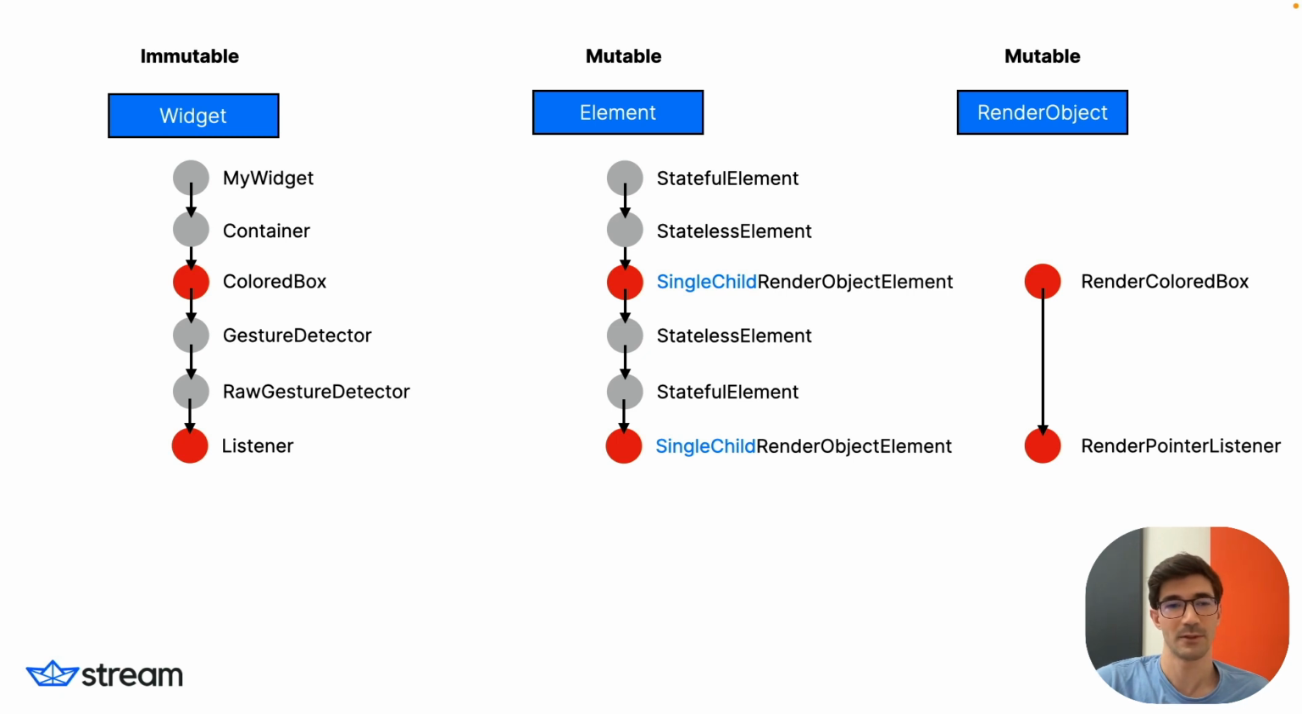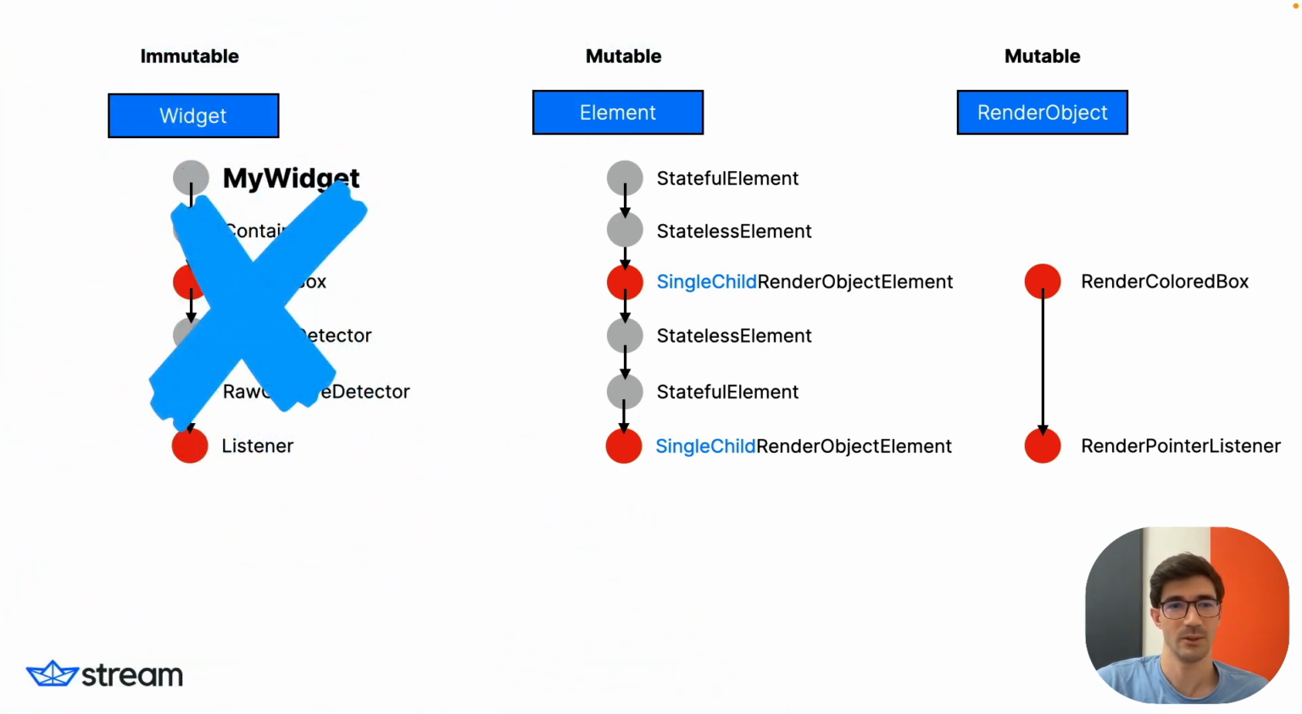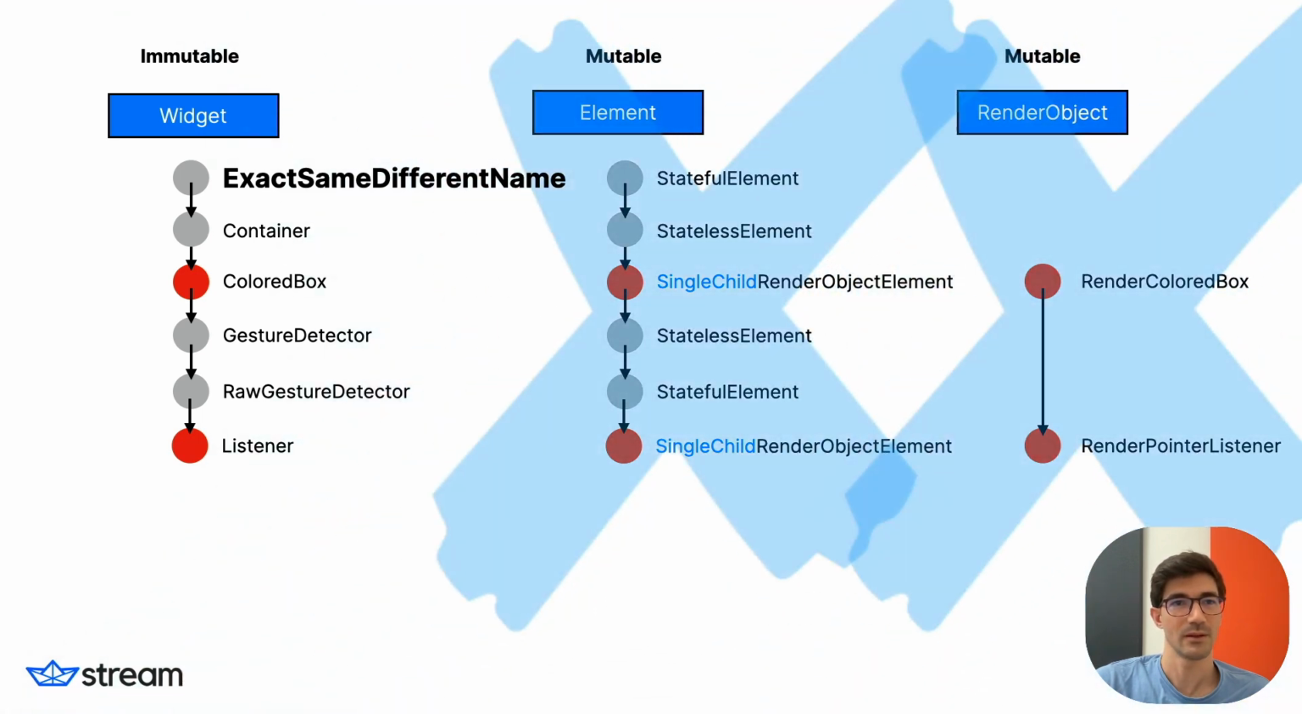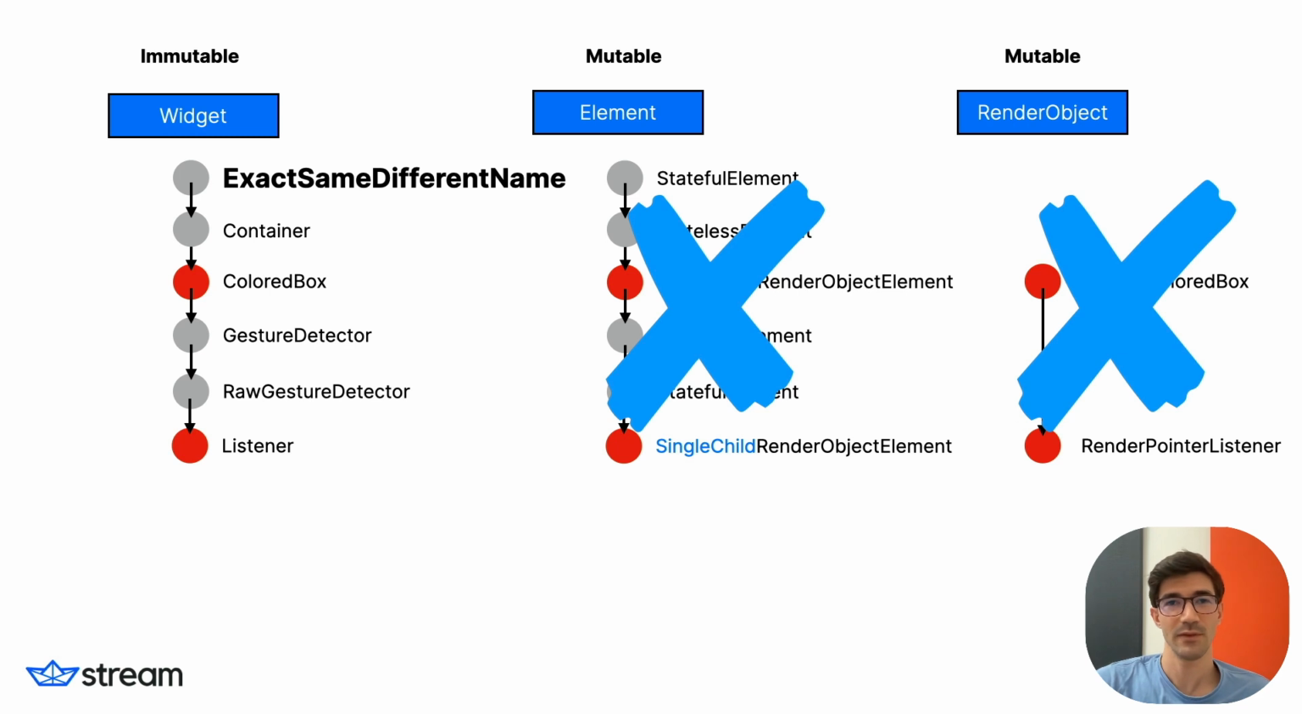Something that is extremely important to take note of, though, is that Flutter can determine what elements and render objects it can and can't reuse by checking to make sure that the type of the widget has not changed. For example, if we rebuild the entire widget tree, and all we change in the tree is my widget with some other widget, for example, a widget called exact same different name, then that will cause Flutter to recreate all of the elements and render objects for that part of the tree, even though all of the widgets lower in the tree are still the exact same.